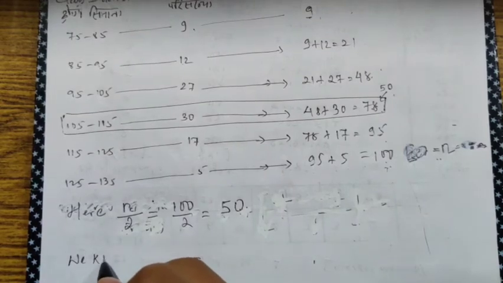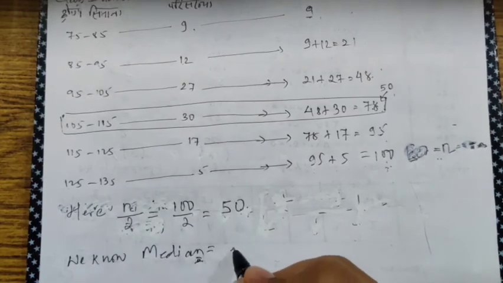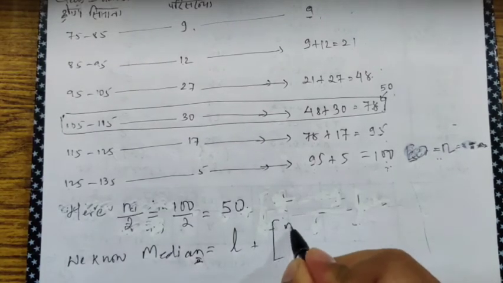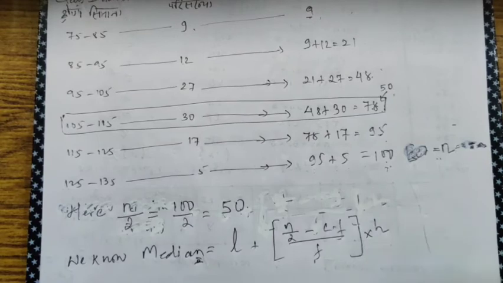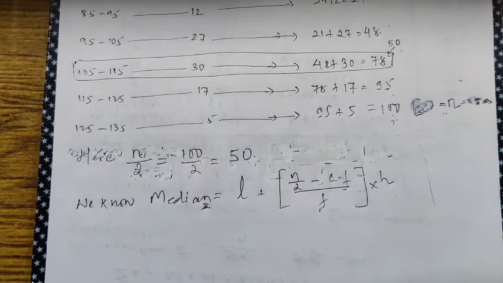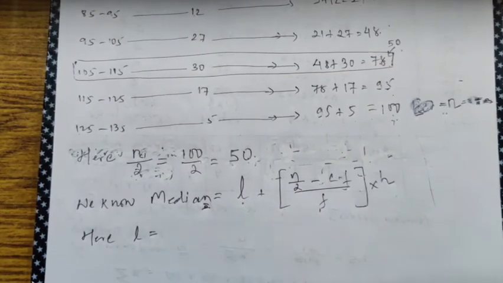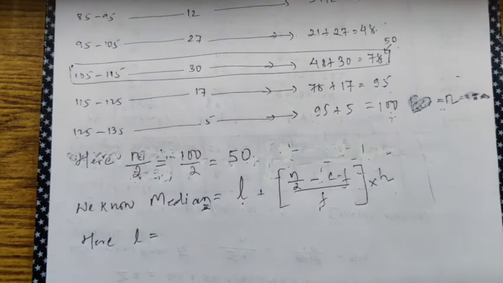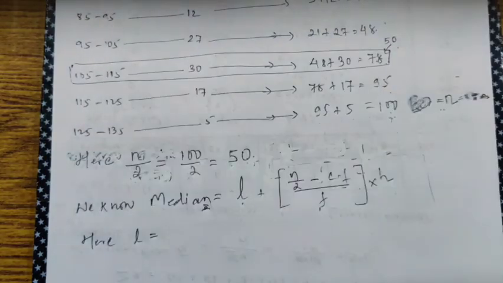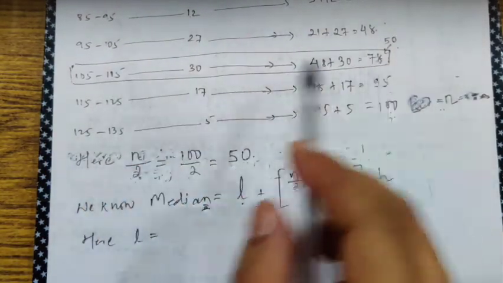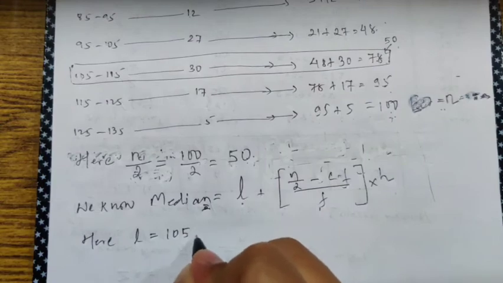We know the formula of median. Median equals L plus n by 2 minus CF by F into H. Okay, so let's try to get the things that we need. L. What is L? If you go back to the formula, what's the meaning of L? Lower limit of median class. So what's the median class? This is the median class. So this is the lower limit and this is the upper limit. What's the lower limit? 105. So the value of L is 105.